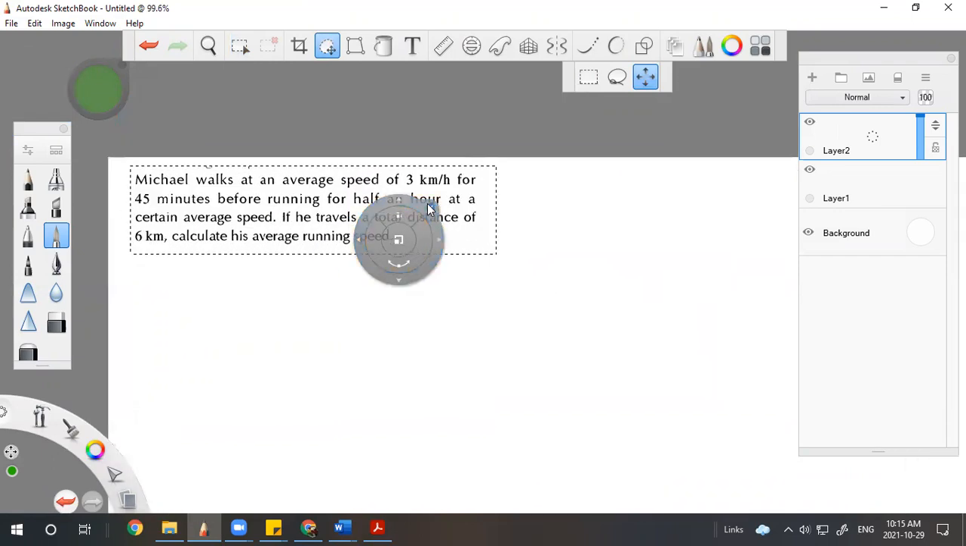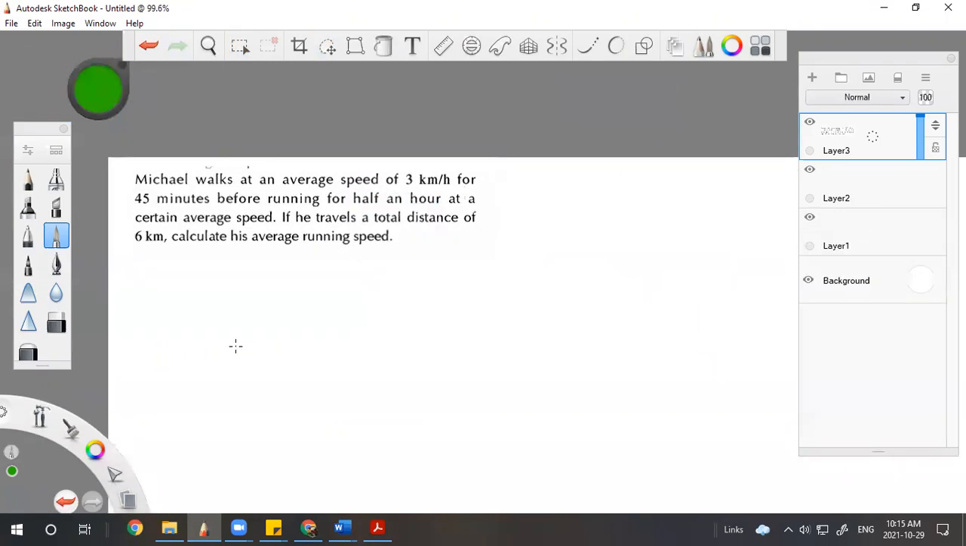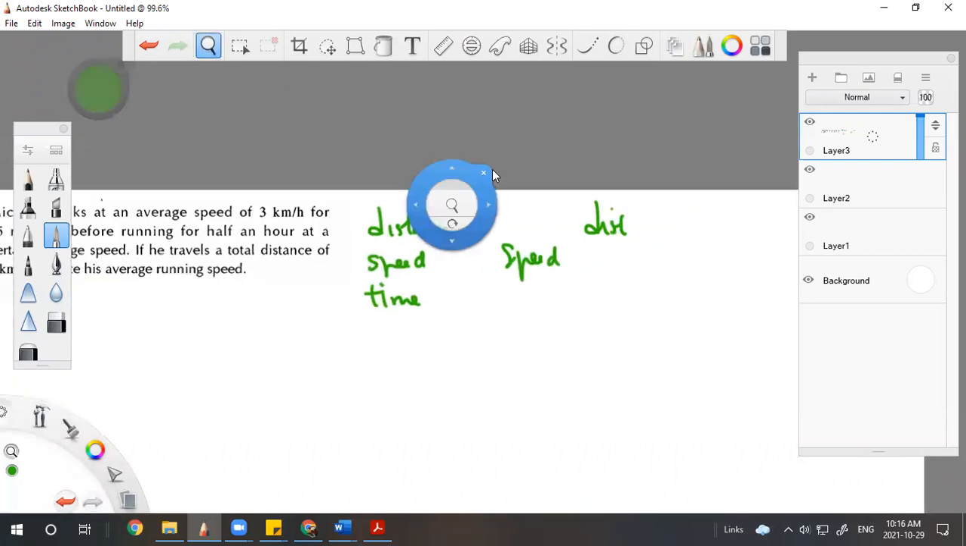Michael walks at an average speed of 3 km/h for 45 minutes. So before running for half an hour means 30 minutes at a certain average speed. He travels a total distance of 6 kilometers. Do you remember what is the connection between distance, speed, and time? Remember? We already learned this. Speed equals distance over time, right?